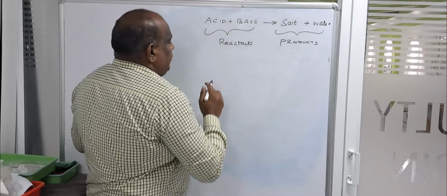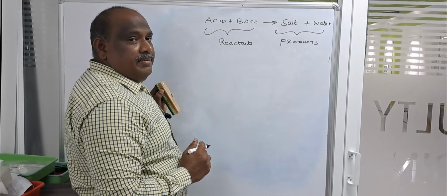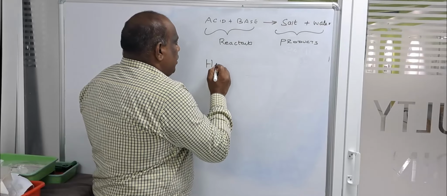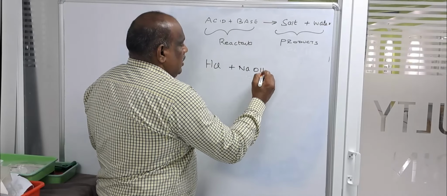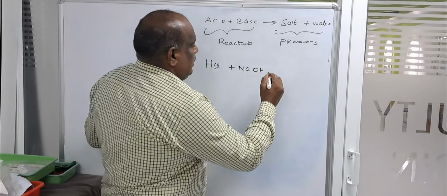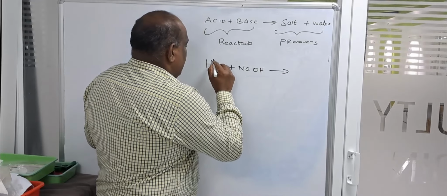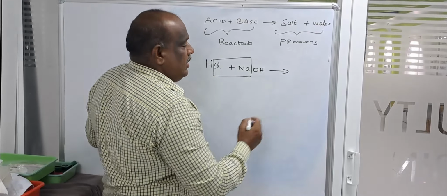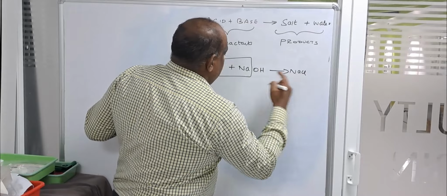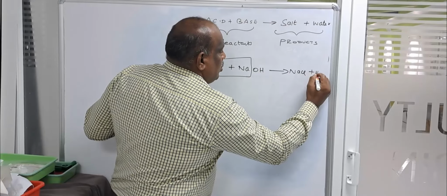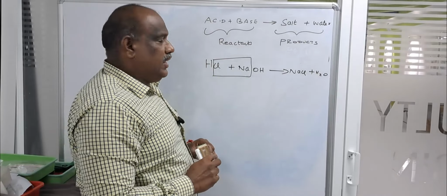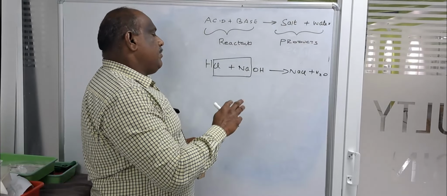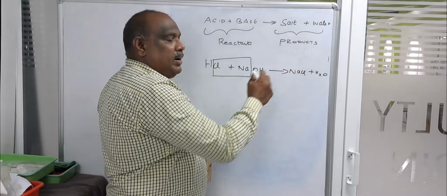Now, can you give me an example of an acid? Hydrochloric acid. Can you give me a base? Sodium hydroxide. Now you see, NaCl plus H2O will be formed. So acid plus base gives salt plus water. Very simple thing. So now you know what the reactants are and what the products are.